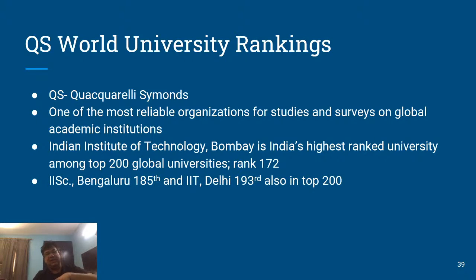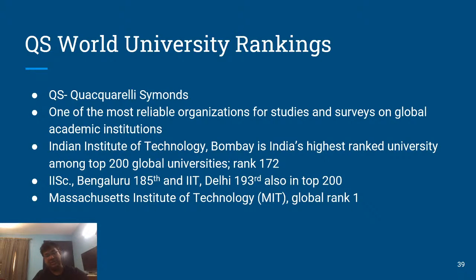The IISc in Bengaluru is ranked 185th, so it's just outside the category. IIT Delhi is 193rd, so there are three Indian institutions in the top 200. Not bad, you know. There was a stage when we had to do a survey beyond 200 because there was no Indian institute in the top 200. So it's good that we have at least a few inclusions in the top 200.